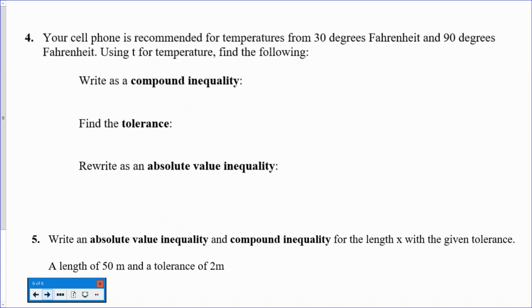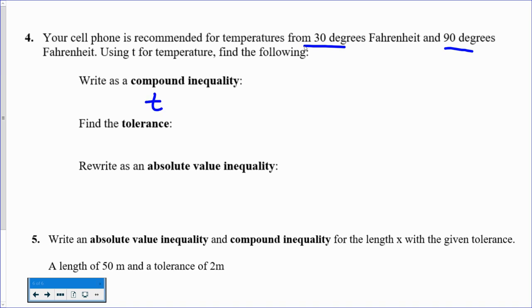My suggestion would be to try number 4 on your own before I go through it. See if you can set it all up yourself. Give yourself that little test here because we're about done with this lesson. So I'd pause the video, fill it in, press play. Your cell phone is recommended for temperatures from 30 degrees Fahrenheit to 90 degrees Fahrenheit. Use T for temperature and find the following.